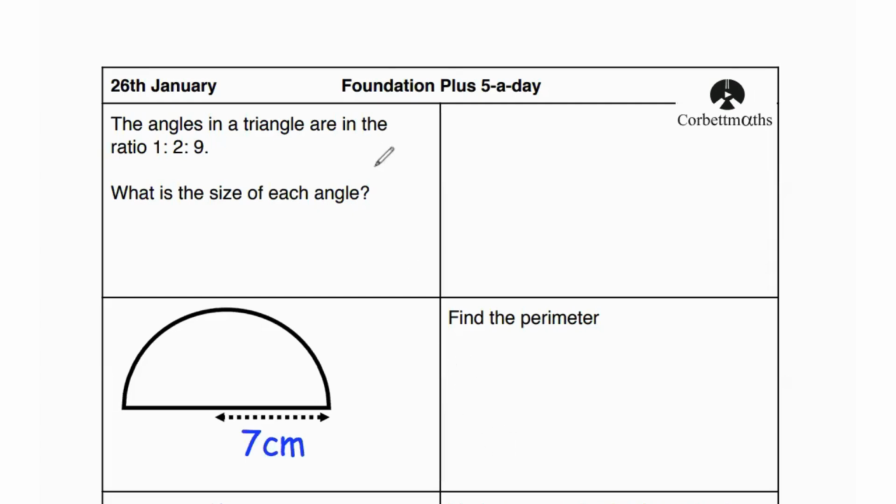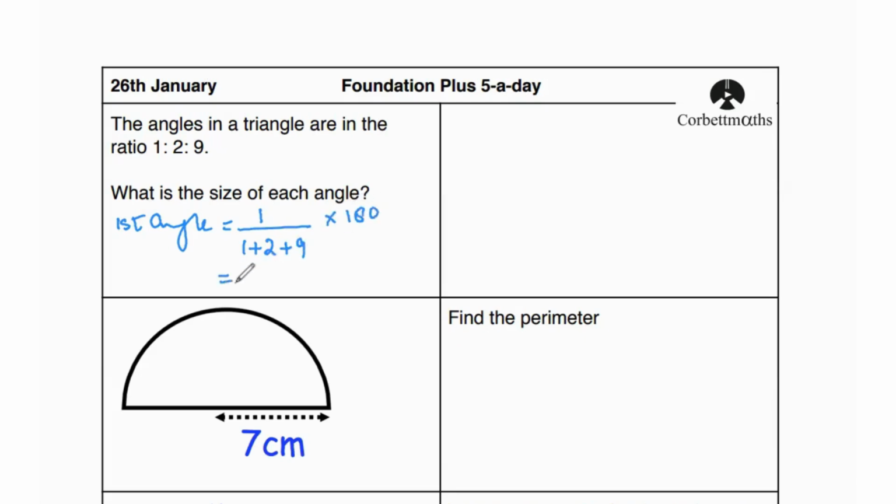The first question says that the angles in a triangle are in the ratio 1:2:9. What is the size of each angle? So to find the size of each angle, let's start with the first angle. That's going to be 1 over 1 plus 2 plus 9, times 180.